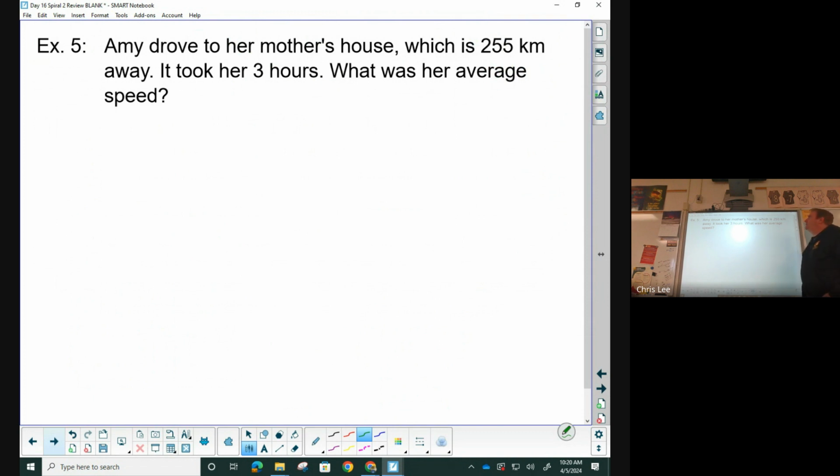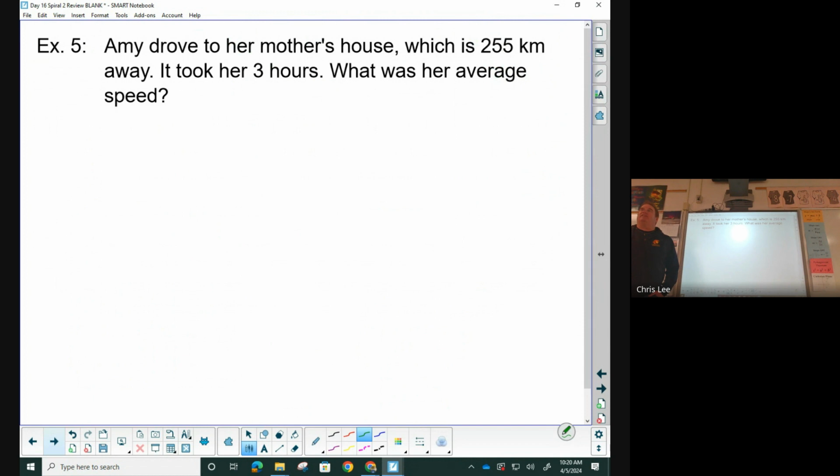Amy drove to her mother's house, which is 255 kilometers away. It took her 3 hours. What was her average speed? What am I actually trying to find here? How many kilometers do you do per hour? Per hour, which is called a unit rate. There you go. All right.